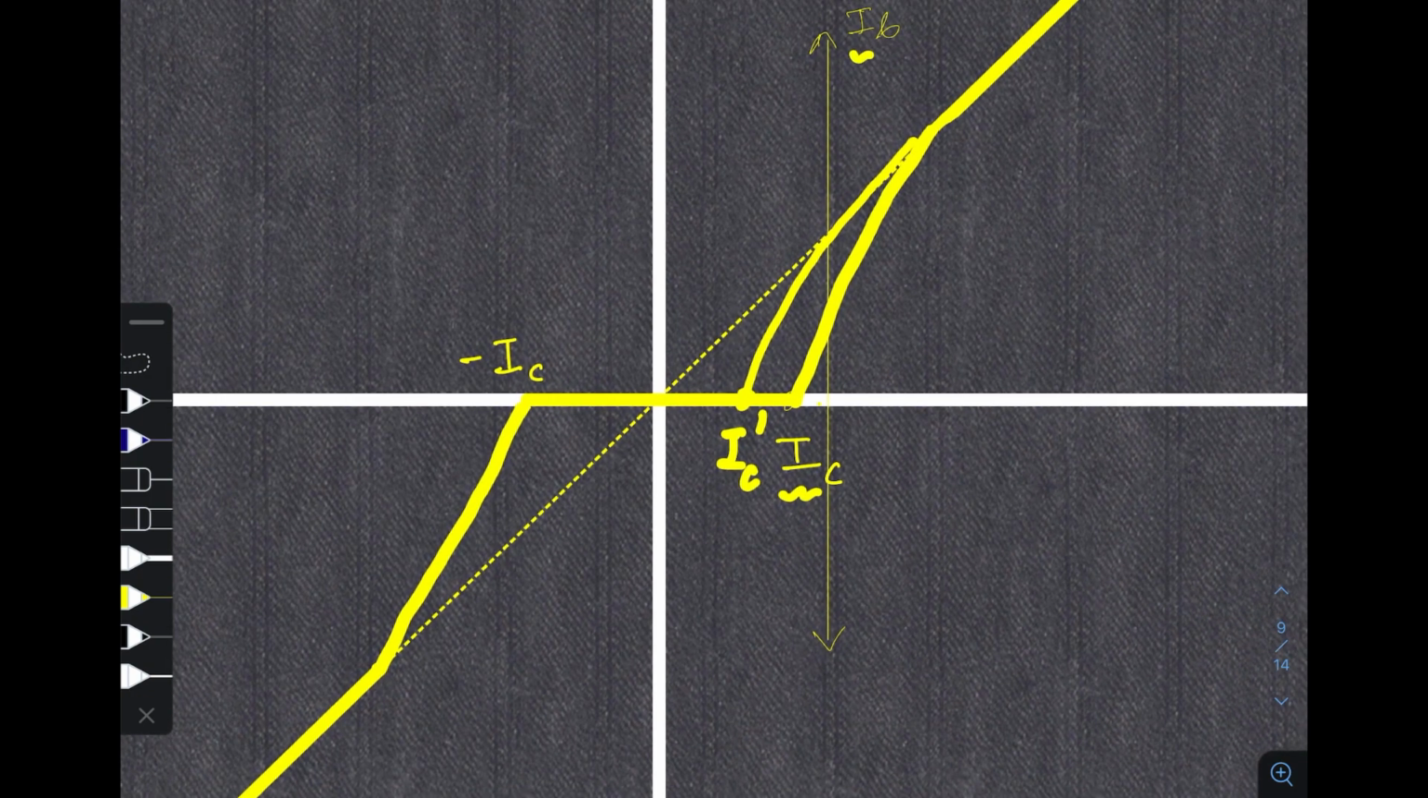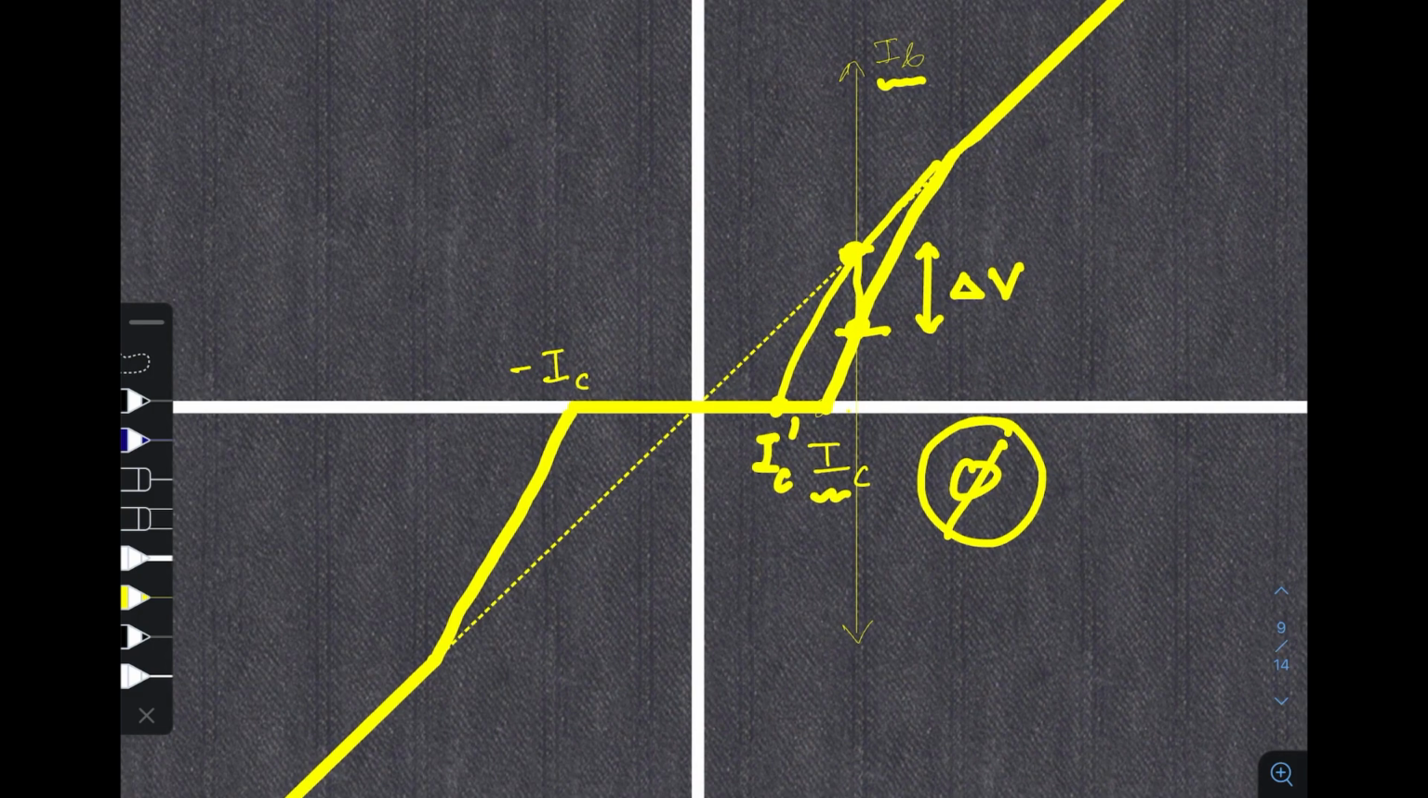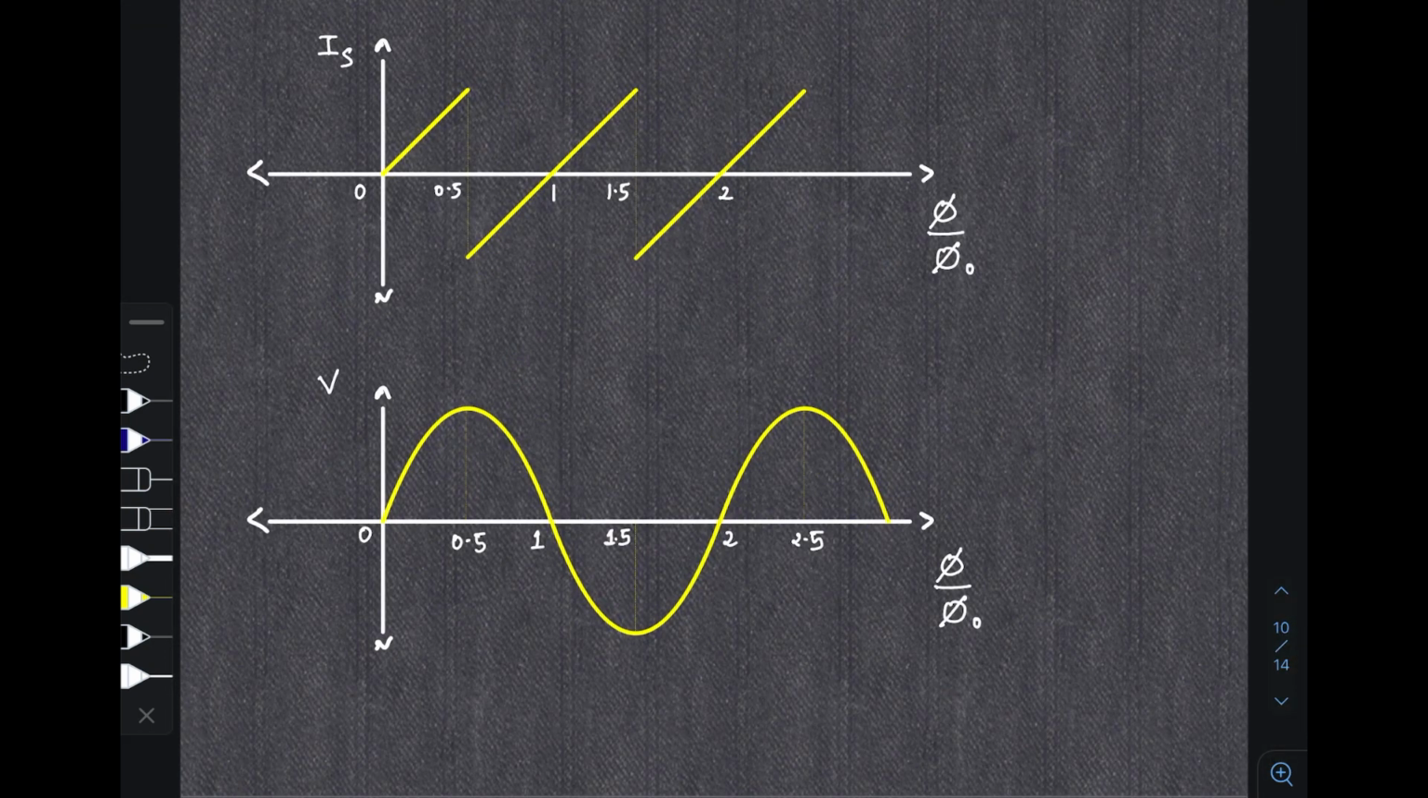So as IB is fixed, so basically the current is fixed, we can see that there is a voltage change over here. So as we change the phi, the voltage value will oscillate from this point to this point depending on phi. I hope that's clear. So as we are increasing the flux, first the current increases until it reaches 0.5, that is phi naught by 2. At this point, the direction of the current reverses, and then it again starts to increase.